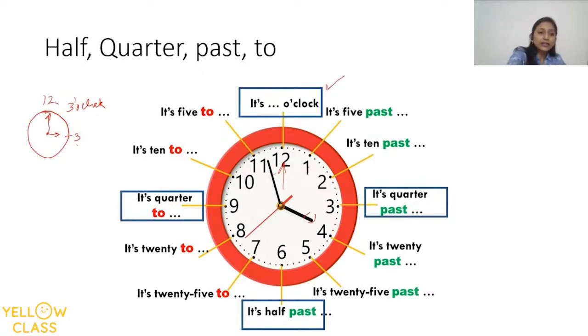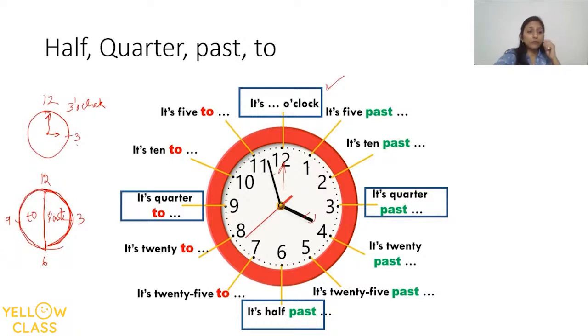Okay, and one good way of understanding this is that we are basically dividing our clock into two halves. Whenever the minute needle is moving in the right half, we use the word past, and for all the times when it is going from 6 to 12, we say to. Okay, so there is a reason for this also, children.